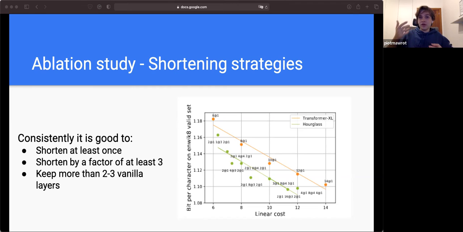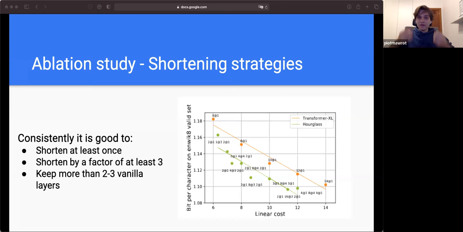We observed that generally it's beneficial to do at least one shortening by a factor of at least 3, while keeping more than 2 or 3 vanilla layers to first pre-process the sequence and then to post-process the sequence after incorporating this high-level information that was processed in the middle.